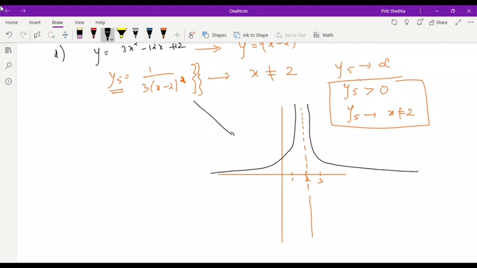So this will be my inverse graph over here. Thank you. I hope you understood the question.